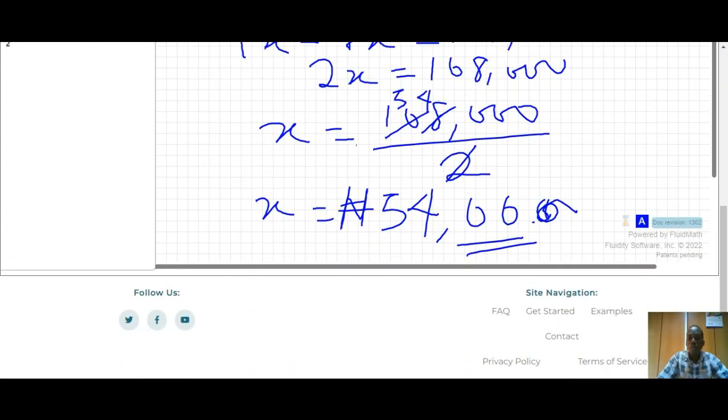So you see, solving questions on profit and loss can be very easy. This is question number 15.